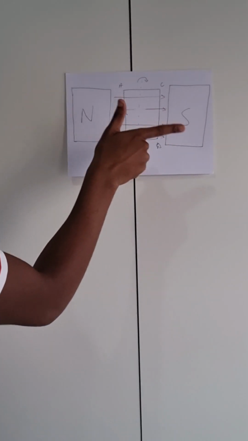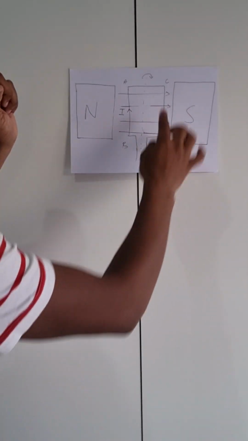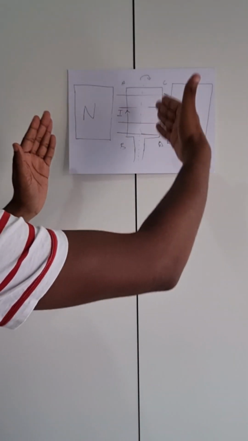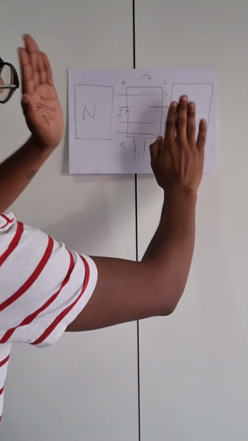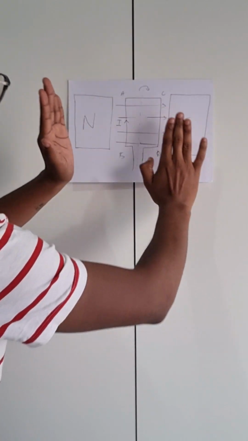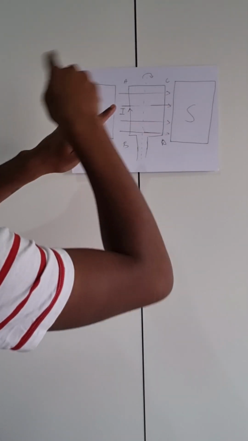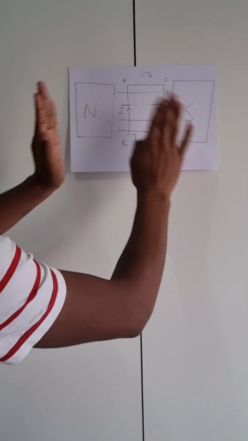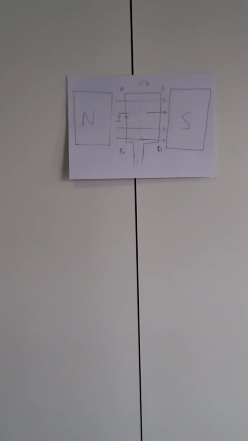So that means the coil on the side of AB will rise up, and the coil on the side of CD will move downwards. So if the coil moves upwards on the side of AB and downwards on the side of DC, the rotation of the coil will be clockwise, like a clock. It will be clockwise. That's how we determine the direction using the right hand rule.